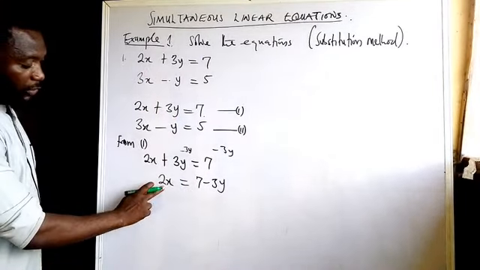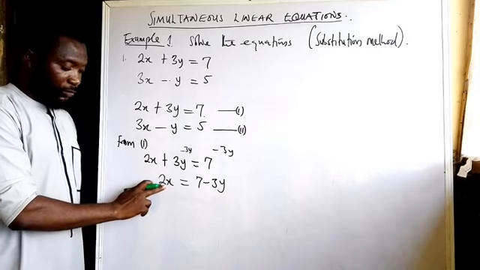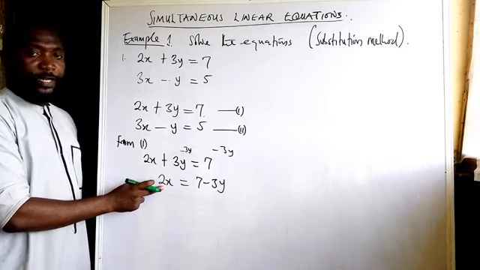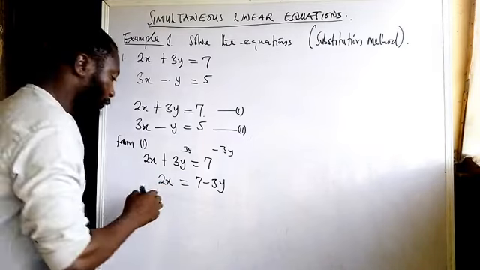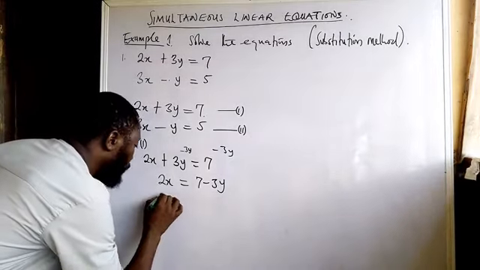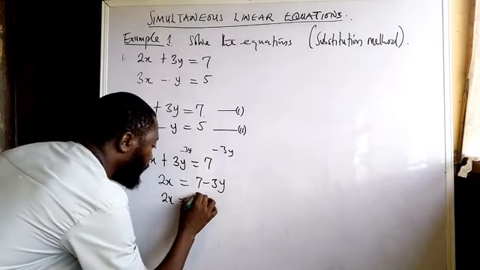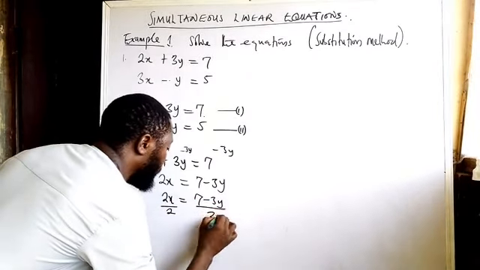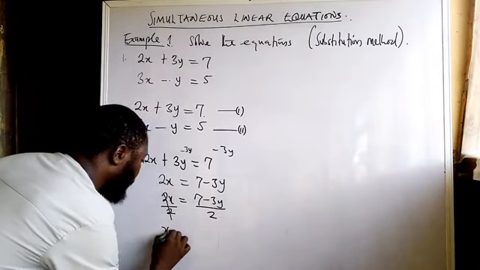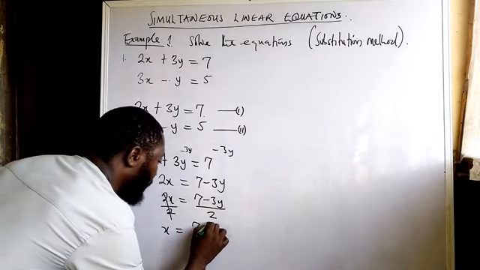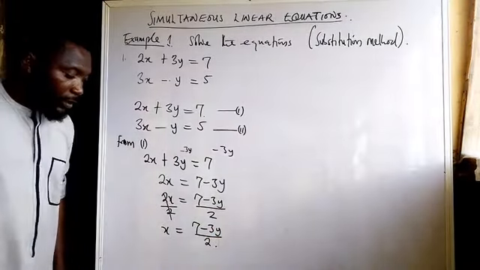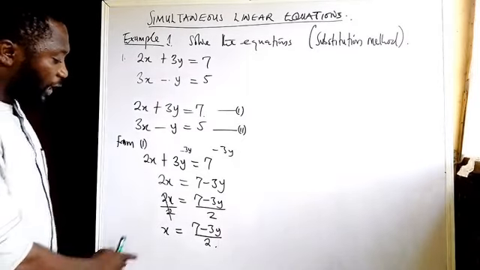Now I want to make x subject, and because you have 2x, to remove this 2 in front of x, you divide. So divide both sides by 2. We have 2x over 2 equals 7 minus 3y over 2. So 2 is gone. So x equals 7 minus 3y divided by 2. Now we have made x subject.